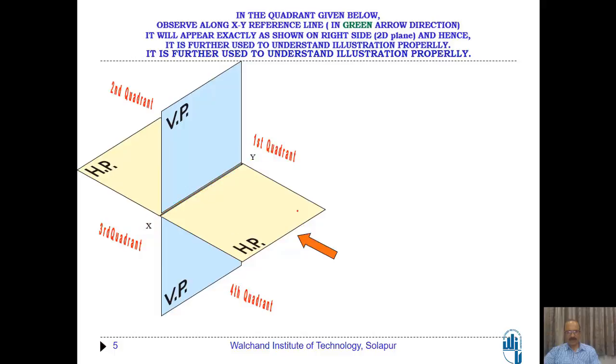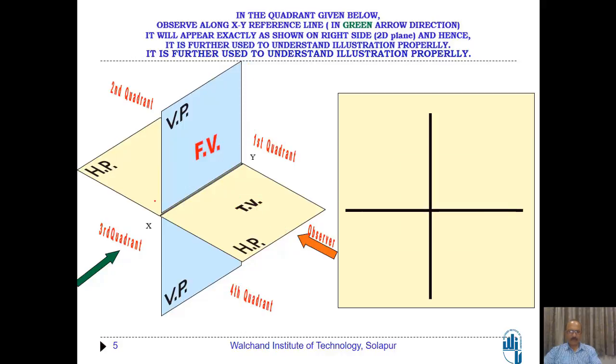Any object we observe from this particular direction. If the object is situated here, we call it an object situated in the first quadrant. Now any object we observe from this observer, represented by an arrow mark, appears on the vertical reference plane, and we call that the front view. The object observed from the front we call the front view. And the same object, if observed from the top side, we call the top view.